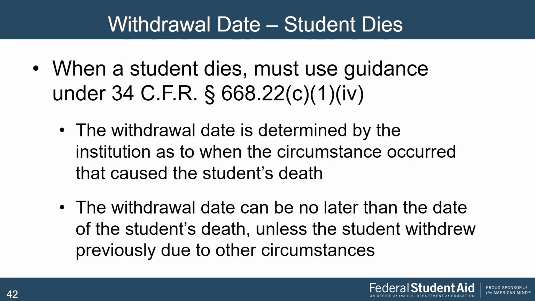This is always a tough one to talk about. In the unfortunate case when a student dies, you're going to use the guidance under 682.2, C14. The withdrawal date is determined by the institution as the date of the circumstances that caused the student's death. It can be no later than the date of the student's death, unless the student withdrew previously due to other circumstances.